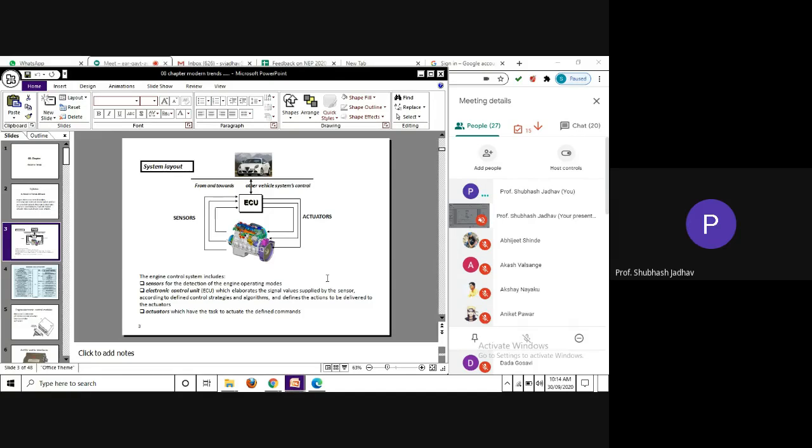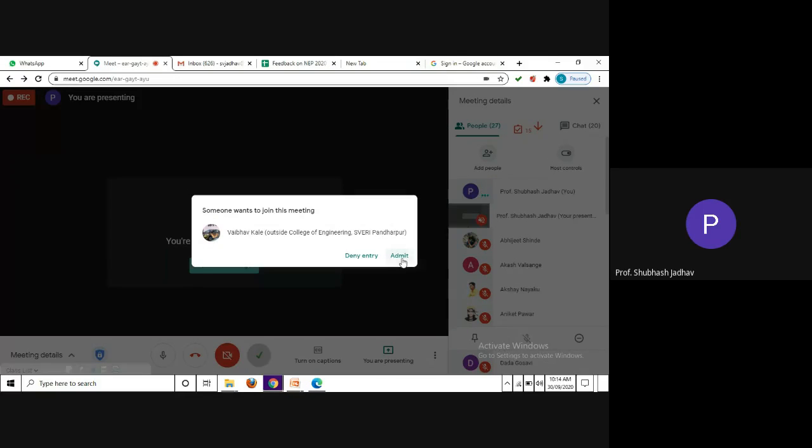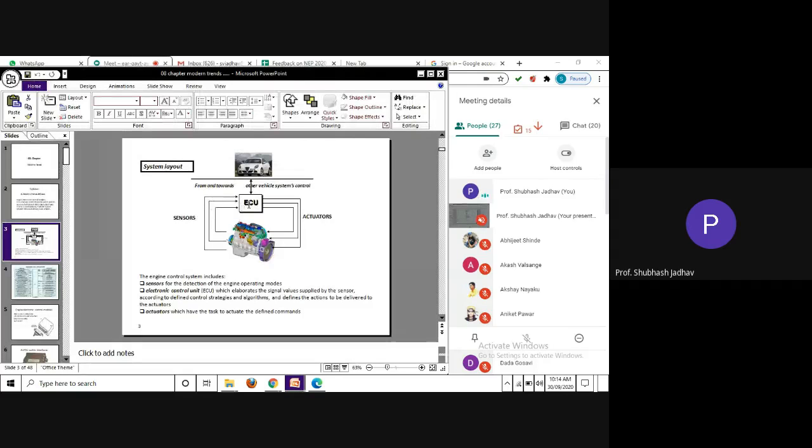In a similar manner, here in automobiles we also have so many sensors. And what is the role of the sensors? The detection of engine operating conditions or modes, and accordingly some signal is given to the ECU. Instead of engine you can put automobile, but concisely I am taking the engine as an example. That is why I have put this particular slide.